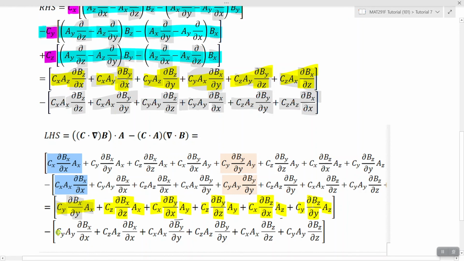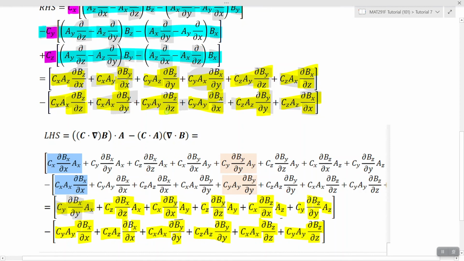Now for the minus, we have cy, ay, partial x, bx. cz, az, partial x, bx. And then cx, ax, partial y, by. cz, az, partial y, by. cx, ax, partial z, bz. And cy, ay, partial z, bz.